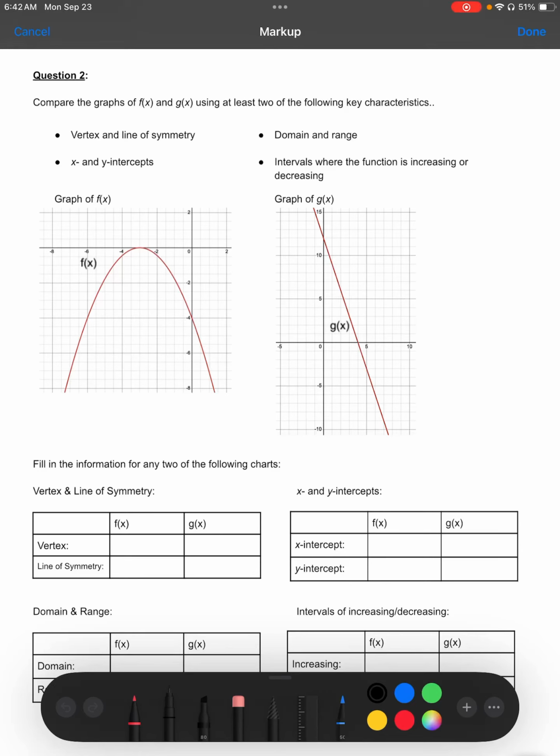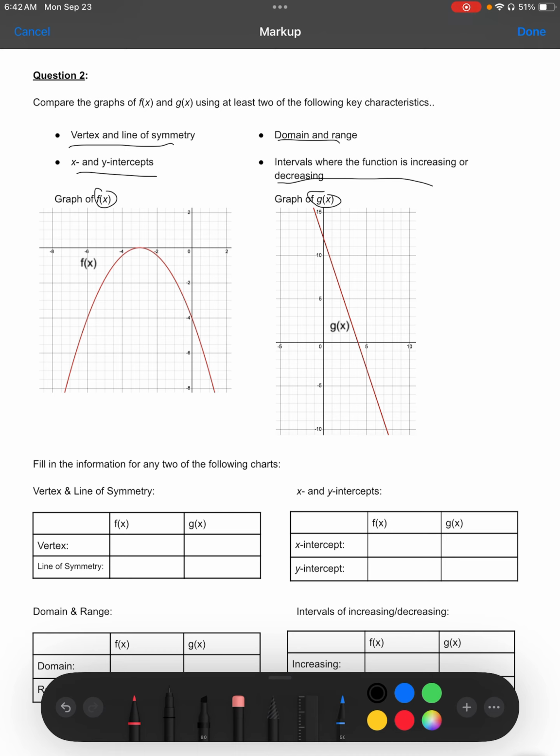Okay, question 2 asks us to compare these two graphs. We have the graph of f of x and the graph of g of x, and we need to compare them using these characteristics. So down below, we have a chart that helps us to fill in this information. And I'm going to start with the vertex and the line of symmetry.